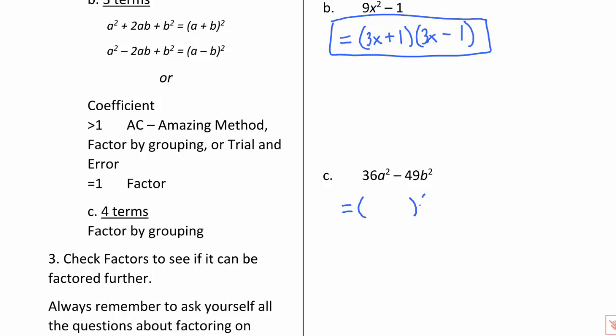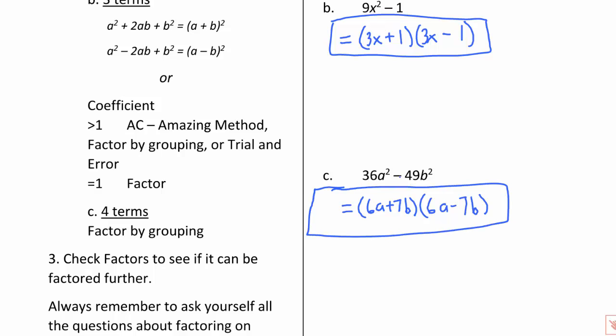So it gives me two sets of parentheses. The square root of 36 is 6. The square root of a squared is a. The square root of 49 is 7. And the square root of b squared is b. And then negative means that one's positive, one's negative. That's it: 6a plus 7b, 6a minus 7b. That is the factorization of 36a squared minus 49b squared.